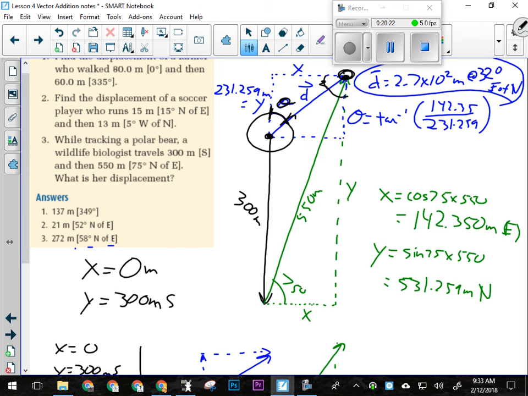In case that's been giving you trouble, that's the angle that we always look for, the one that faces from the starting point to the ending point. Any other ones that are coming up that are giving us trouble? Okay, keep working then.